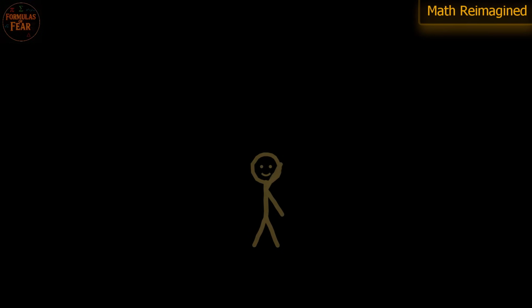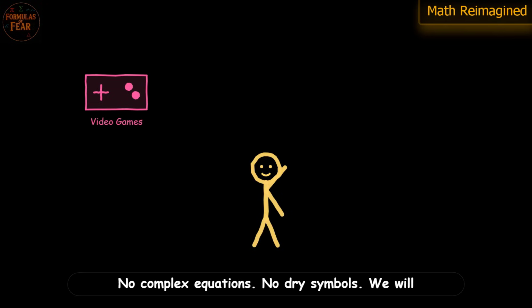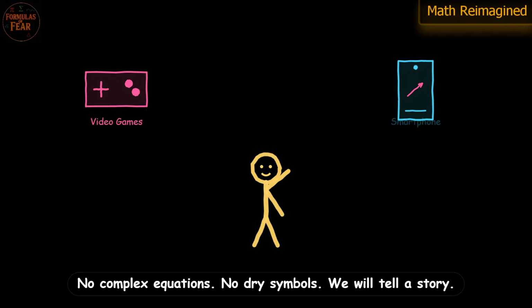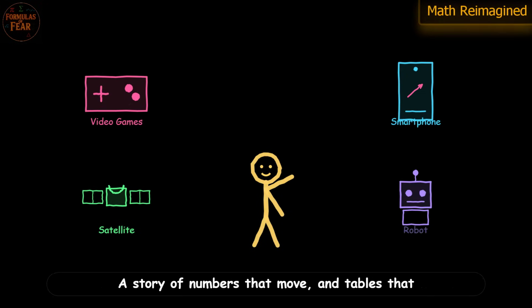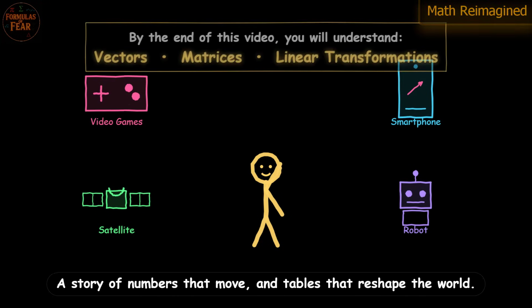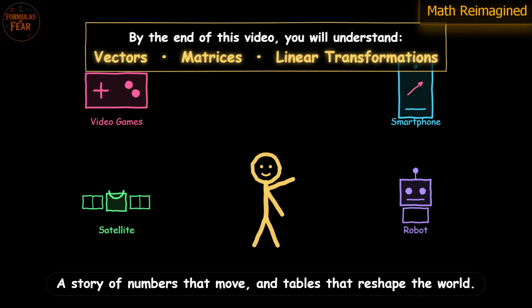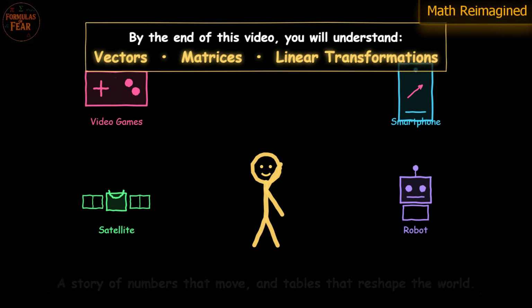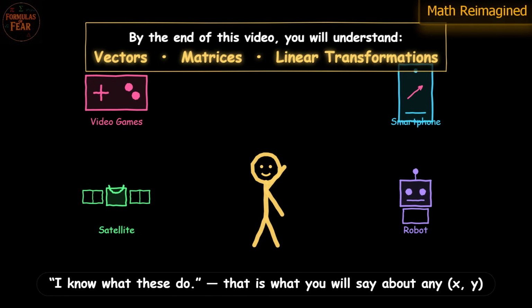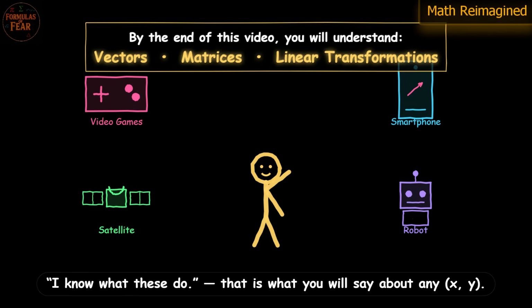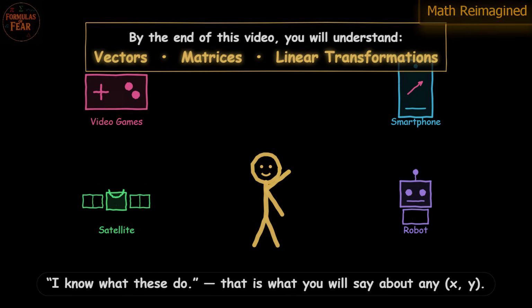For the next 15 minutes, we won't be writing complex equations, and we won't drown in dry academic symbols. We will tell a story of numbers that move, tables that change the shape of the world, and maps that guide you from chaos to a solution. By the end of this video, you will look at any two numbers written between parentheses and confidently say, I know what these do. Let's go.